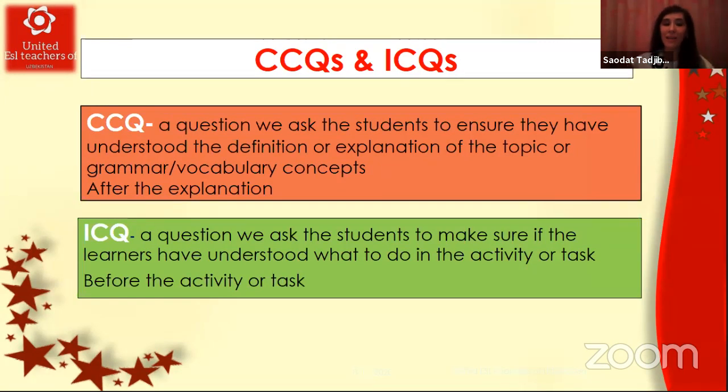But ICQs are the questions which are asked before the lesson, when you have already introduced your topic, and then you would like to identify if your students understood what kind of lesson you are going to have or what kind of activity you are going to do with your students. So implementing ICQs and CCQs into your lesson plans is really important.